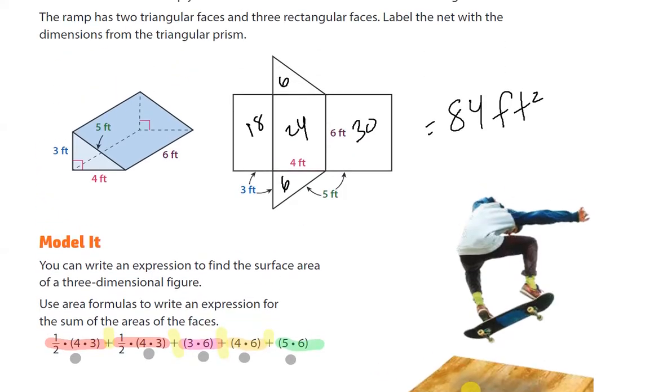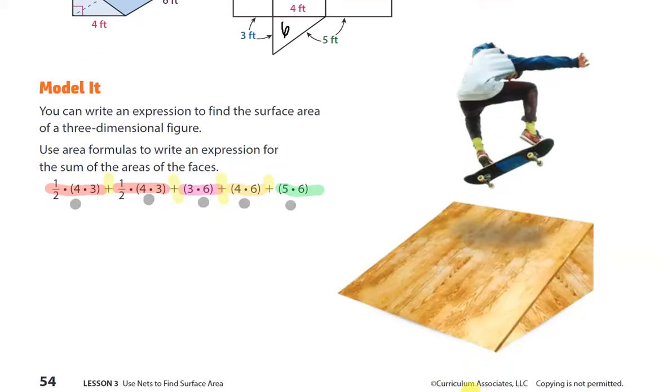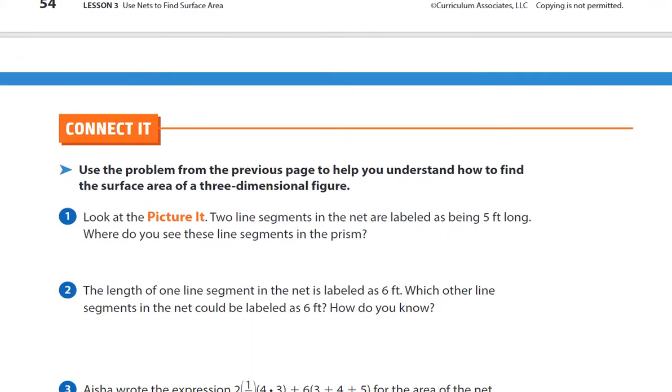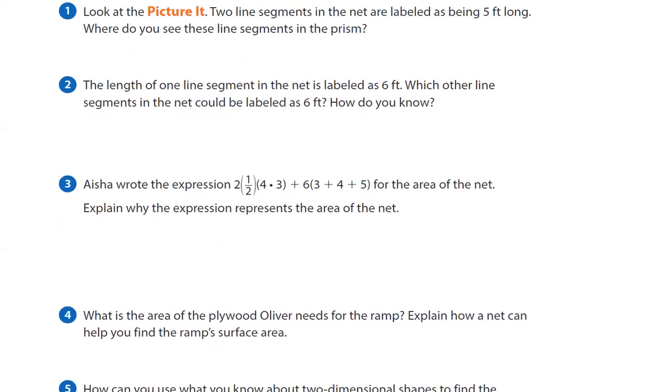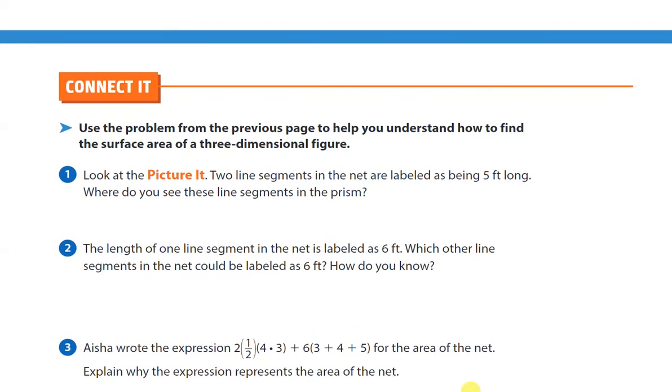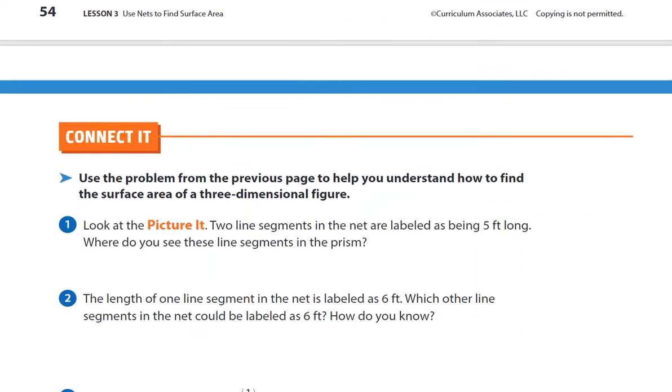Okay, so you have your two methods. Flatten it out and find each piece, or just write it out as a math problem. Either way. Okay, number 1 down here on page 55, we're going to look back, we're going to look up at the picture, which was the flatten it into a net.